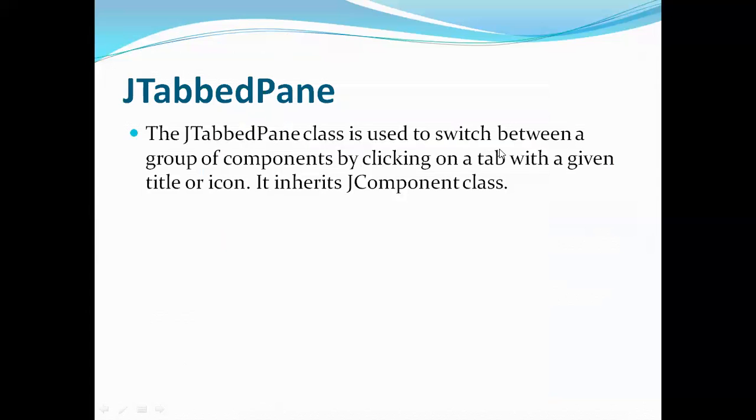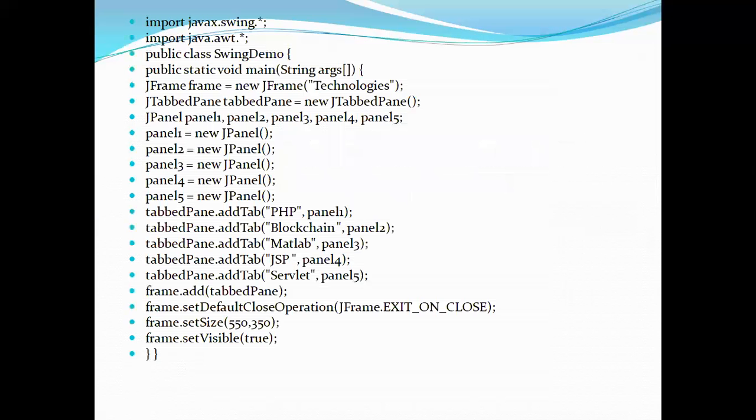JTabbedPane class is used to switch between a group of components by clicking on a tab with a given title or icon. It inherits the JComponent class. Now let's see in detail the program of this class. Now just observe the program.